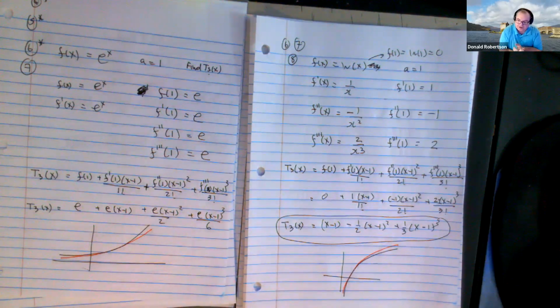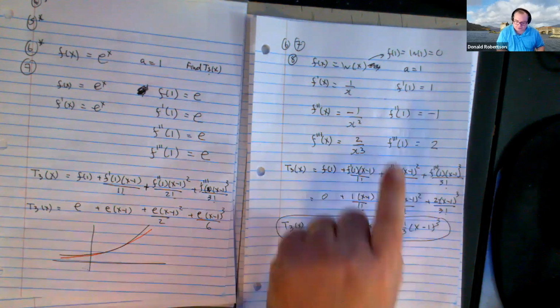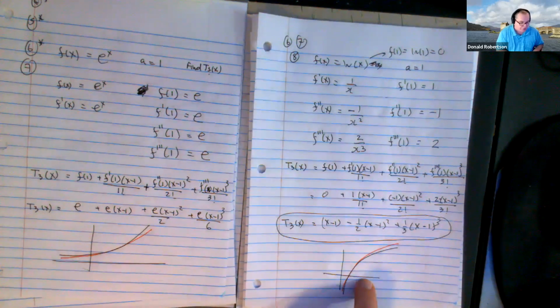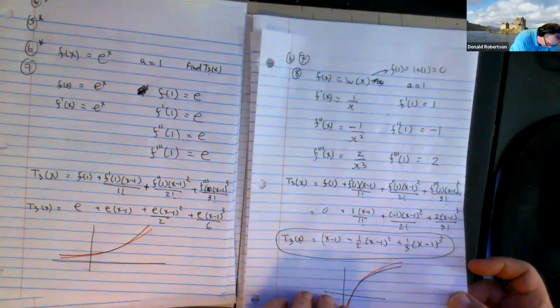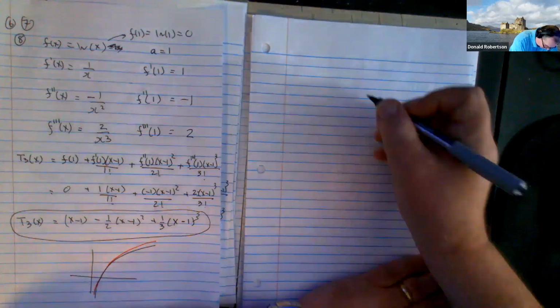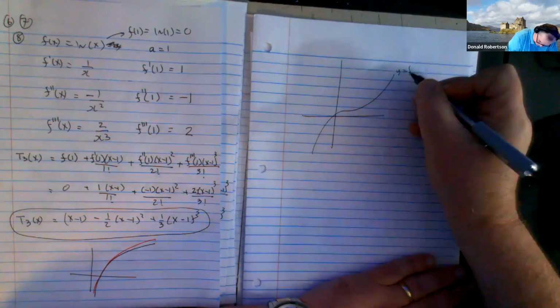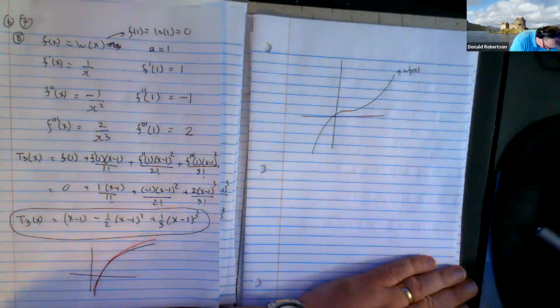So if I give you a function f of x, and I ask you to find T3 of x or T5 of x, and I want you to do it at a equals 1 or a equals 0, are you comfortable about the process? We're good. And if I said sketch the original function and your T3 of x and look at the comparison, you are good. What would happen if I put in my original function f of x and it looked like this, and I did my T3 of x and it looked like that?